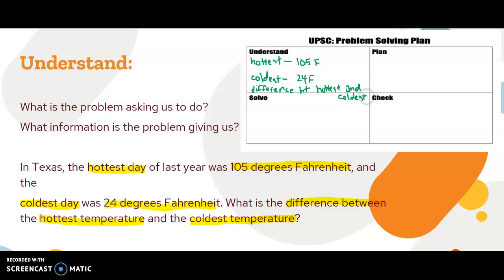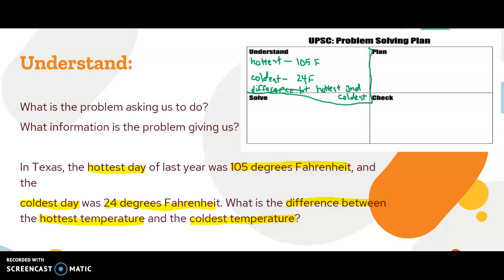Of course, when you guys come back in person, we will be able to show you in a bigger space everything that is going to be included in each section of your problem solving plan. So just bear with me and know that this information is under my understand section of my problem solving plan, okay?